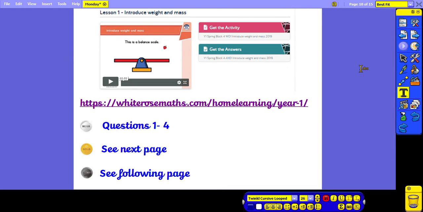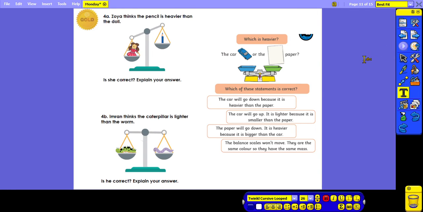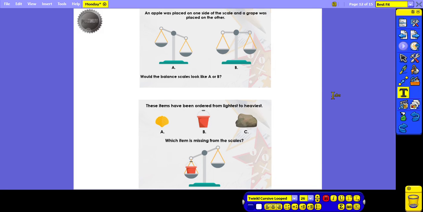When you've done silver and checked your answers, you can then move on to gold, and there are 3 reasoning questions for you to attempt. And then if you fancy a challenge, there are 2 problem-solving questions for platinum.